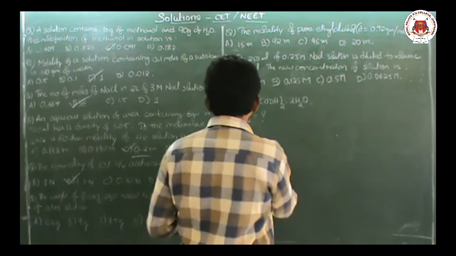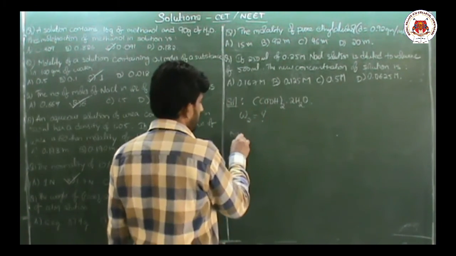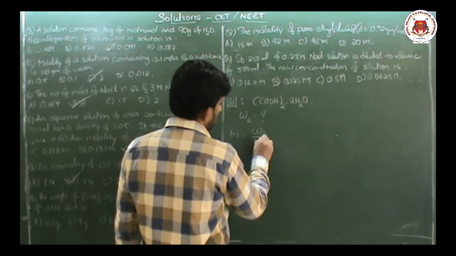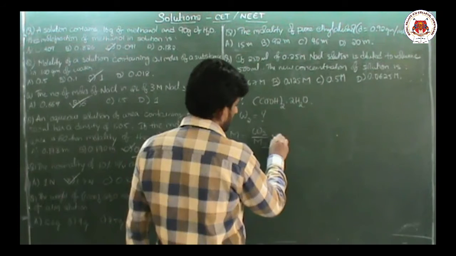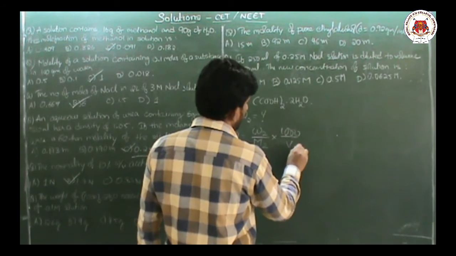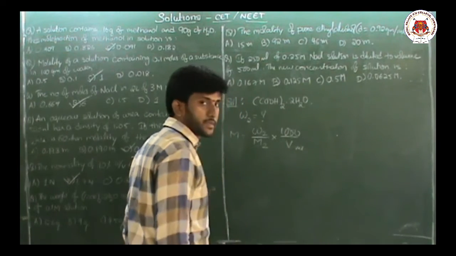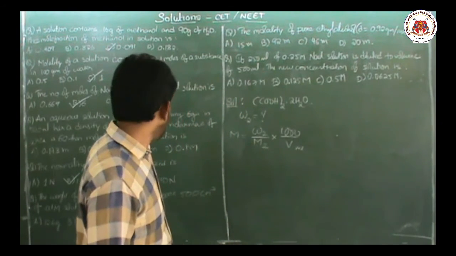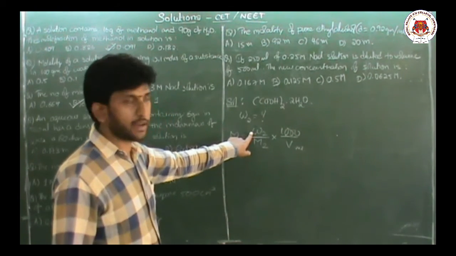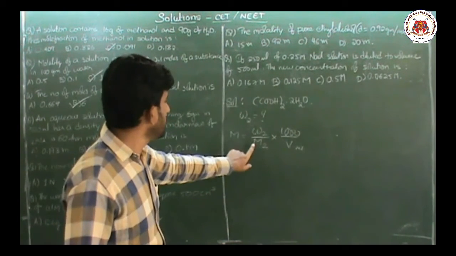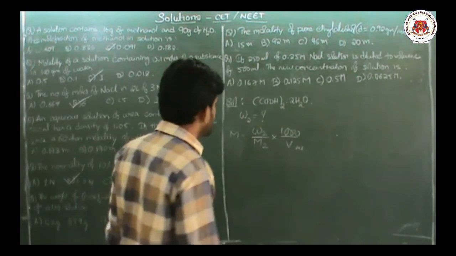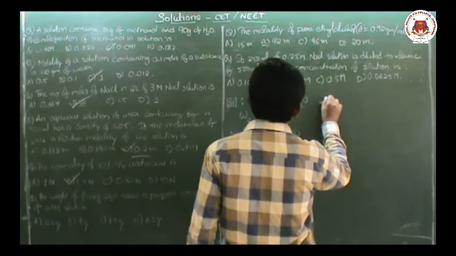First, the molarity formula: molarity is weight of solute by molecular weight of solute, into 1000 by volume in ml. Now we have the volume and the molarity, and we need to calculate the weight of this compound. So we need the molecular weight of the compound also. Let us calculate the molecular weight of this compound.